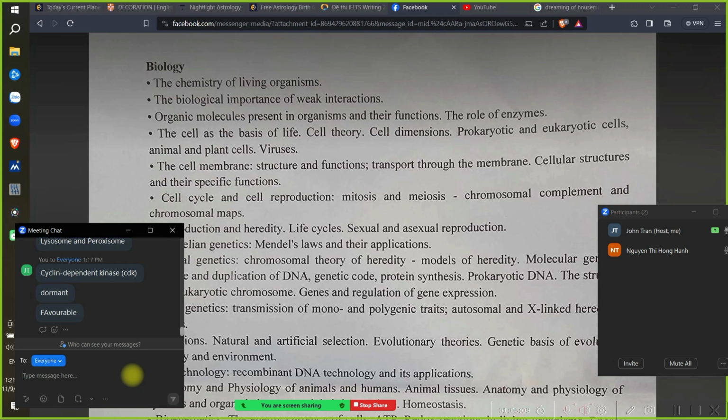So basically, if the cell is in an unfavorable state, when there's not enough nutrient, for example, to reproduce, then the cell will stop reproducing. It happens, you know.